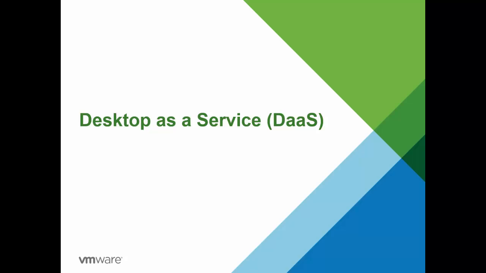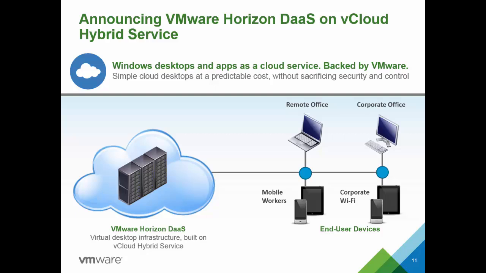So let's talk about Desktop as a Service now, or DaaS. DaaS is essentially a virtual desktop infrastructure built on the vCloud Hybrid Service, as you've probably heard already. So your virtual desktops are the only thing that a company needs to worry about with the DaaS solution. VMware handles all that underlying infrastructure that's in the vCloud Hybrid Service that your virtual desktops run on. Again, it gives you the ability from any device from anywhere to connect up to your virtual desktops, whether it be from the corporate office or from home or maybe a coffee house.